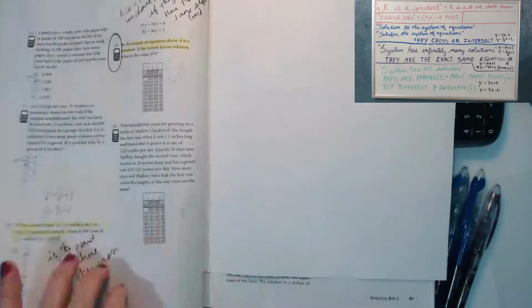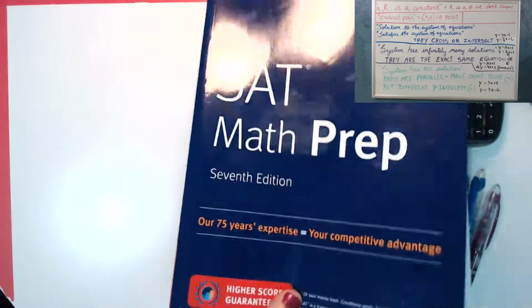Okay. So now I want you to get out a sheet of blank paper and a pencil and some highlighters. We're going to get this ready, okay? So you want to keep your SAT prep book open.